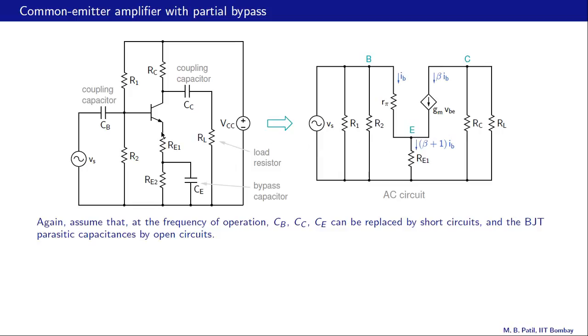From the emitter, we have RE1 and then we have the short circuit. So we have RE1 going to ground. That is what we have here as well. From the collector, we have RC going to ground again. And this is a short circuit, so we also have RL going to ground. And the same thing here, RC and RL going to ground.